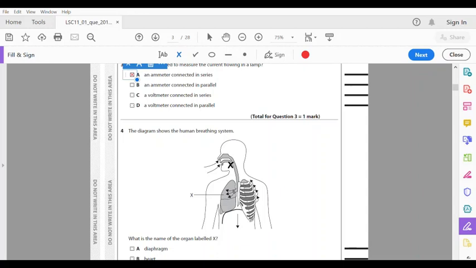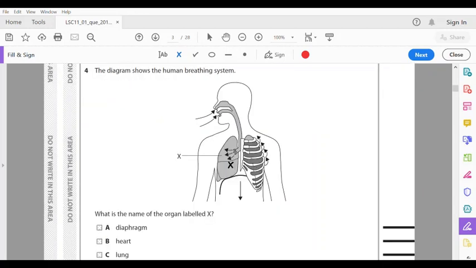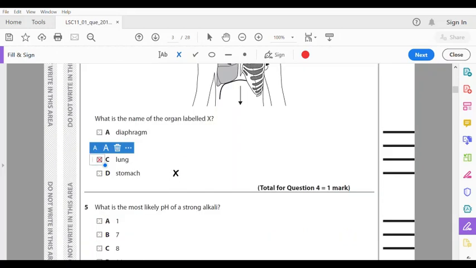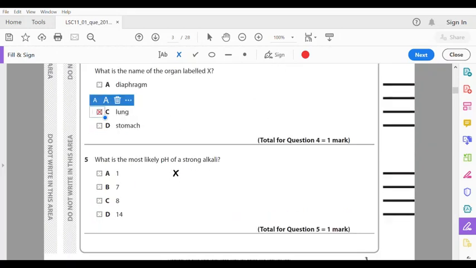Next one, the diagram shows the human breathing system. What is the name of the organ labeled X? So that should be lungs. Next one, what is the most likely pH of a strong alkali? Alkalis are above pH 7, and a strong alkali will be more towards 13 and 14. So the answer is D.